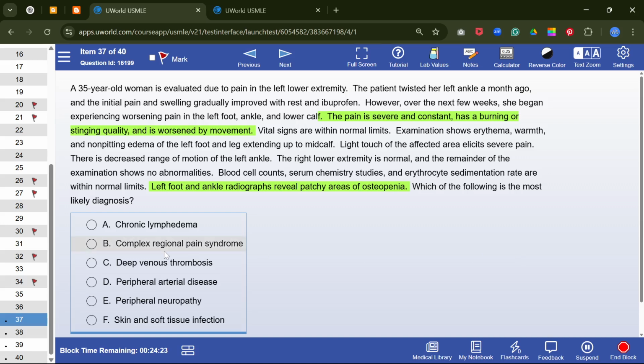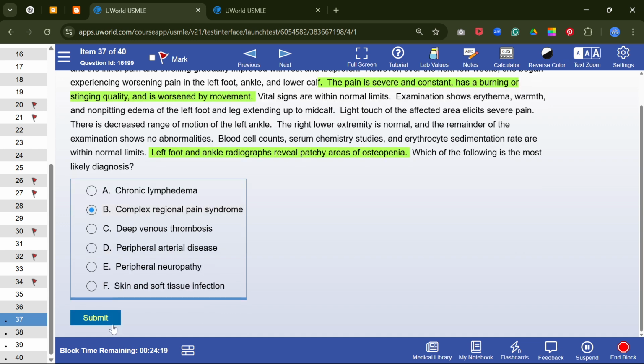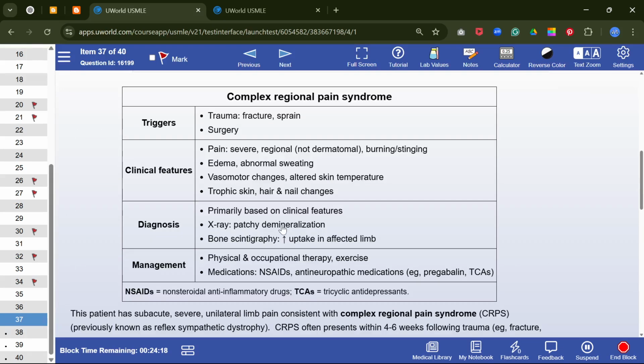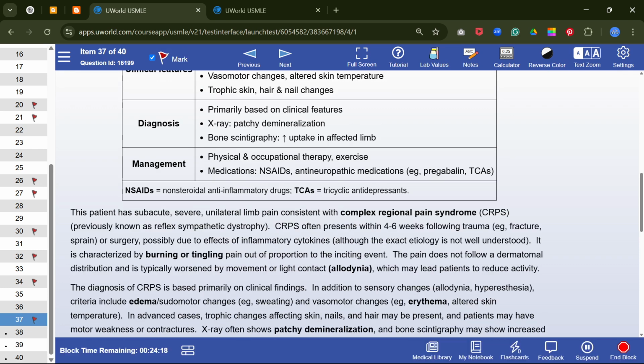Is it complex regional pain syndrome? I don't know how to diagnose it. Okay, what is the key feature in here? This patient has subacute severe unilateral limb pain consistent with complex regional pain syndrome, previously known as reflex sympathetic dystrophy.